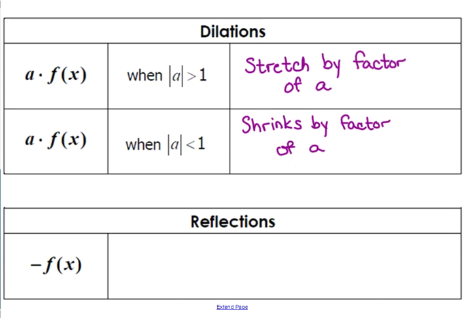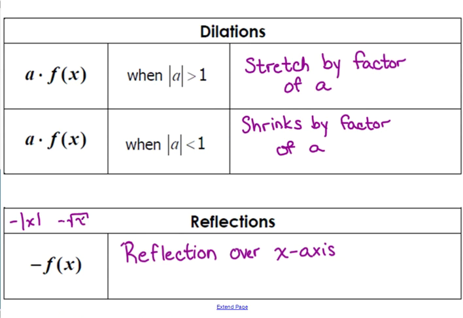Okay, and then the last one there we have is the reflection, which when you stick a negative in front of any function, it is a reflection over the x-axis. It is a reflection over the x-axis. So we have the negative absolute value of x, the negative square root, or negative x squared. It's taking those parent functions and it is flipping them over.